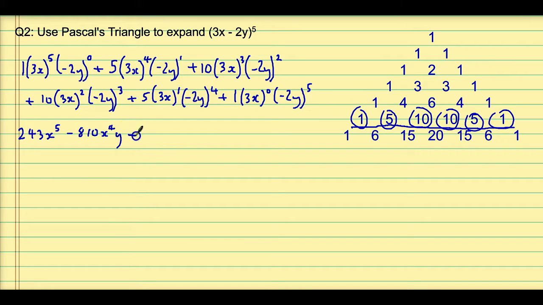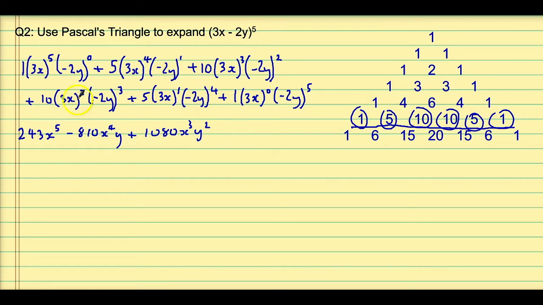Our next term here, we've got 3x cubed, which is 27x cubed. We're multiplying that by minus 2y squared, which is positive 4y squared. So we've got our 4y squared times our 27x cubed. That's going to give us 108x cubed y squared. But then we've got to multiply that by the 10. So we've got 1080x cubed y squared. Note that this is a positive now because the negative 2y squared gives us the positive there.